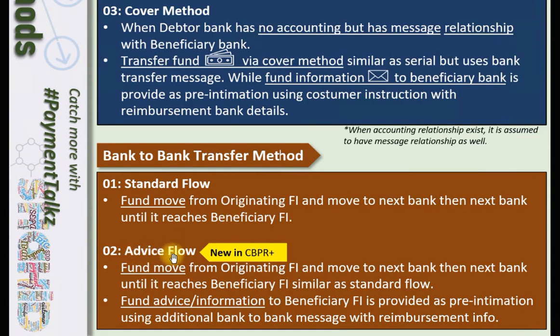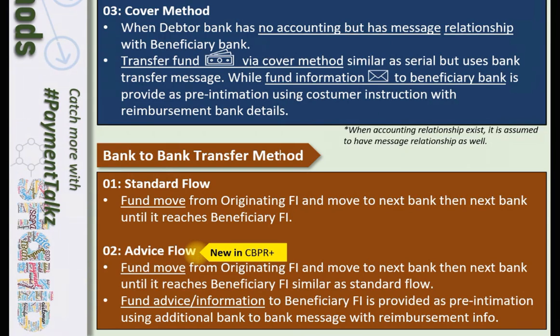Advice is something bank A wants to send to bank B, but there are multiple banks in between, and it moves in a sequential manner. But bank A wants the final beneficiary to know about it, and in that case they will use a method called advice, in which they will pre-intimate the final beneficiary bank that they are going to send money via some other route, while the actual money will move in the normal sequential manner.